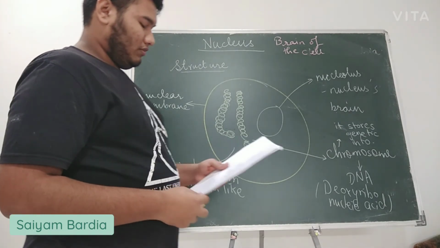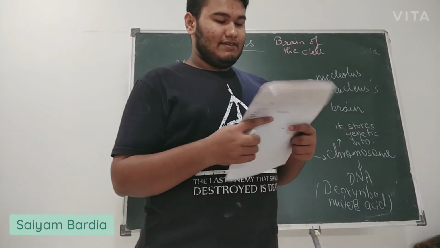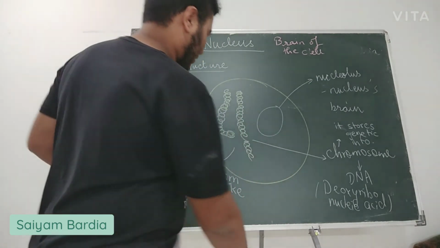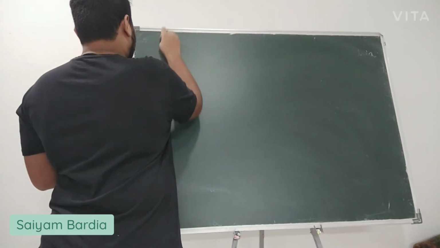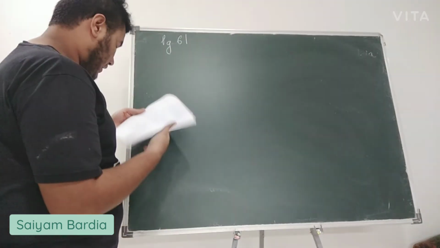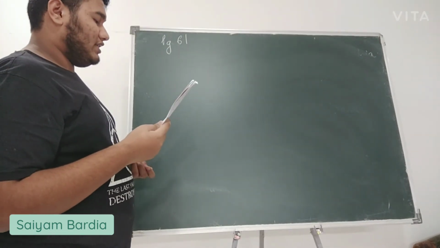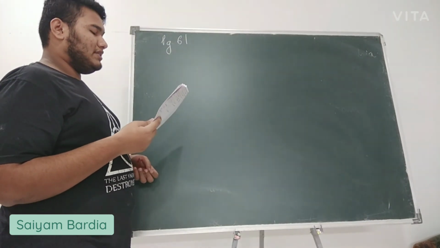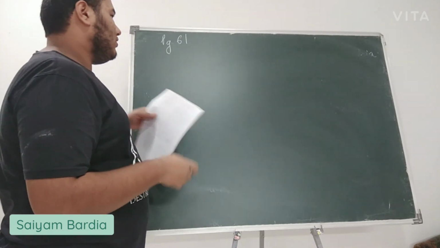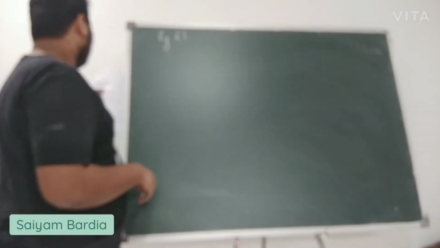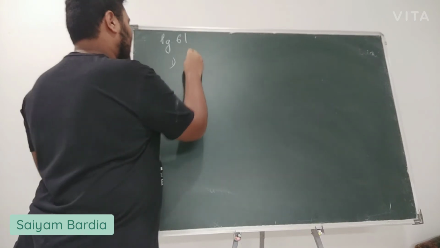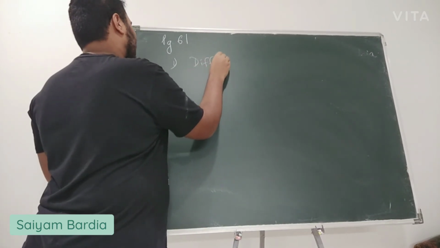Now on page number 61 there are some InText questions. Now we are going to solve them. The first InText question says, how do substances like CO2 and water move in and out of the cell? So CO2 and water move in and out of the cell through the process of diffusion.